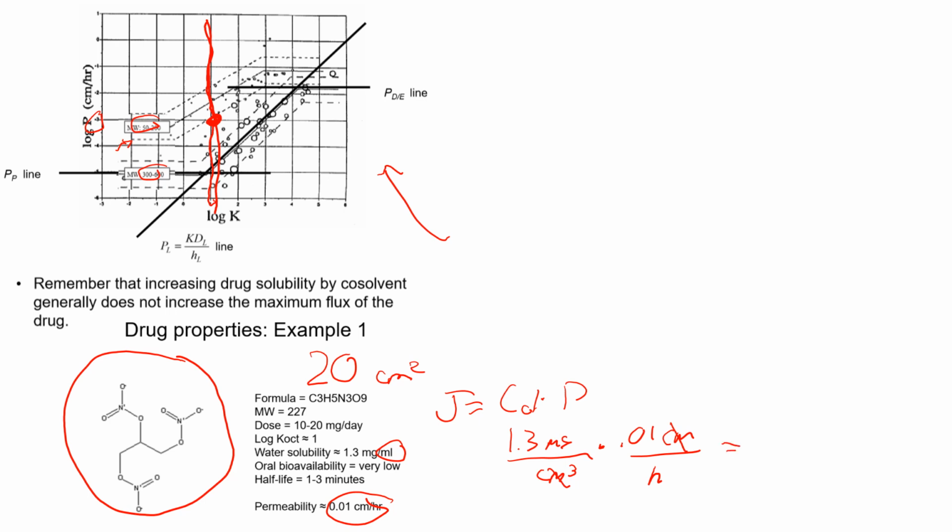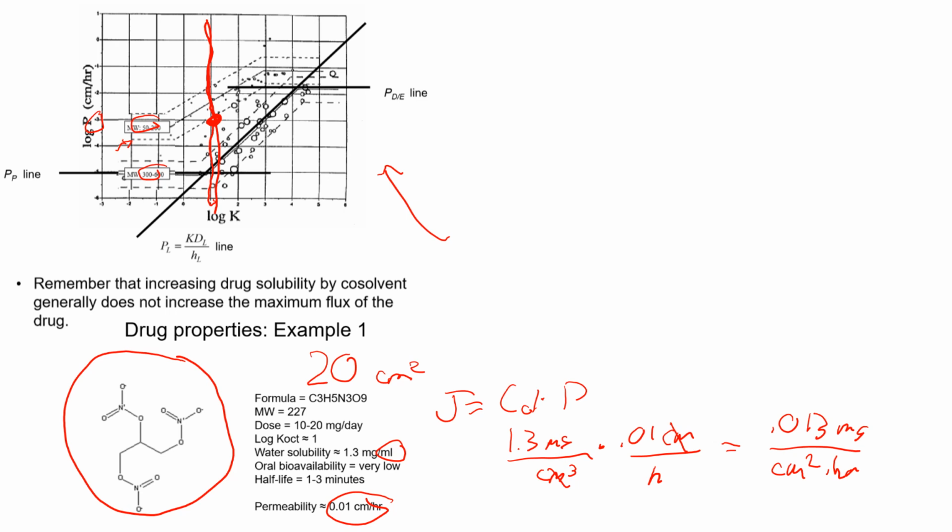leaving our flux to be, let me plug this in really quick, 1.3 times 0.01. I don't know why I put that in a calculator. I could have totally done that in my head. We get 0.013 milligrams per centimeter squared, because of that cancellation we just did, per hour. This is our flux. So now we need to determine our rate of transport.